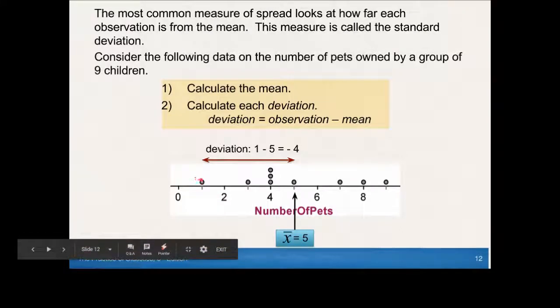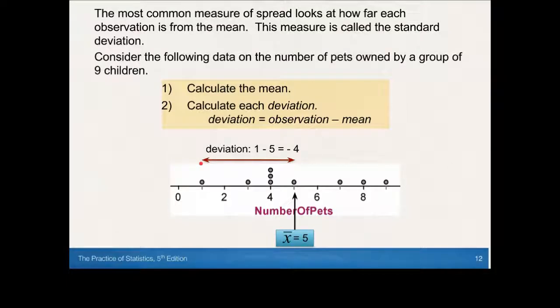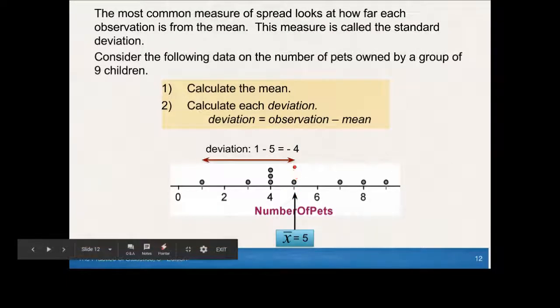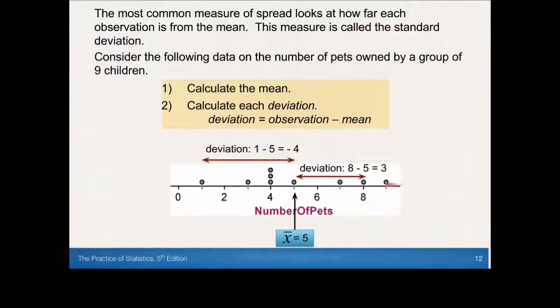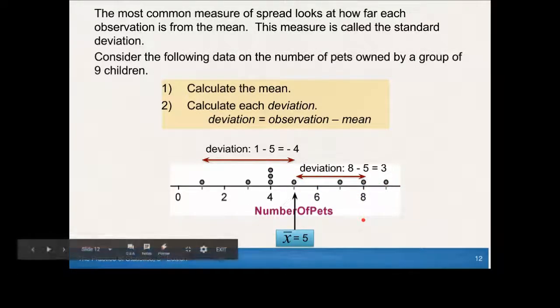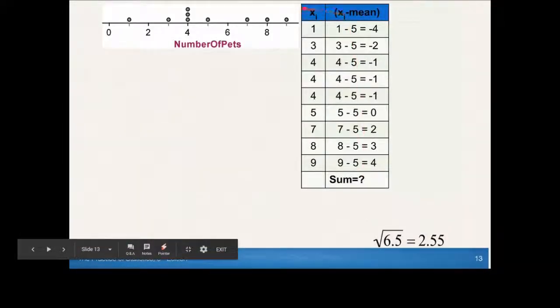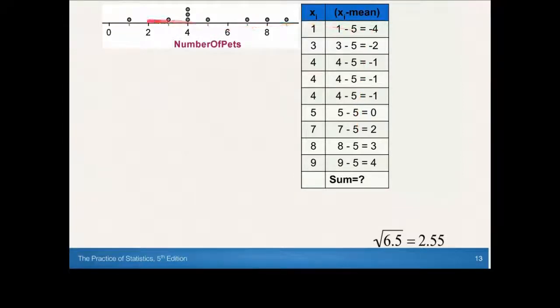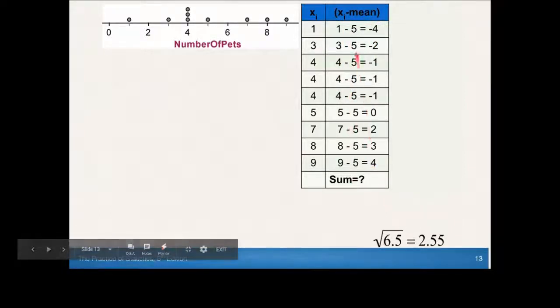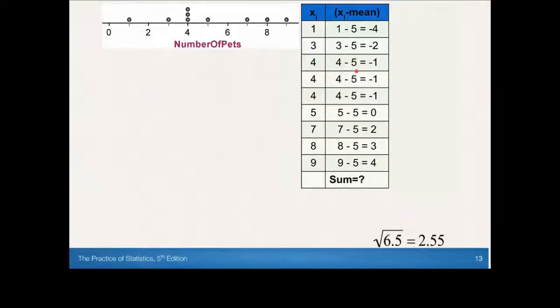This value is deviated by -4 because it is a value of 1 minus the mean. This one is deviated by 3, and so we take each data point and do that to calculate the deviation. And so then here is a table of those. We take every single data point, list them here, and the average is 5, so we've already calculated that, and then we figure out what each deviation is.